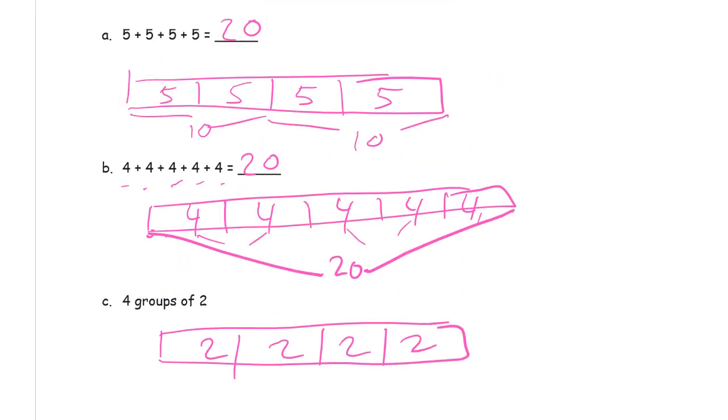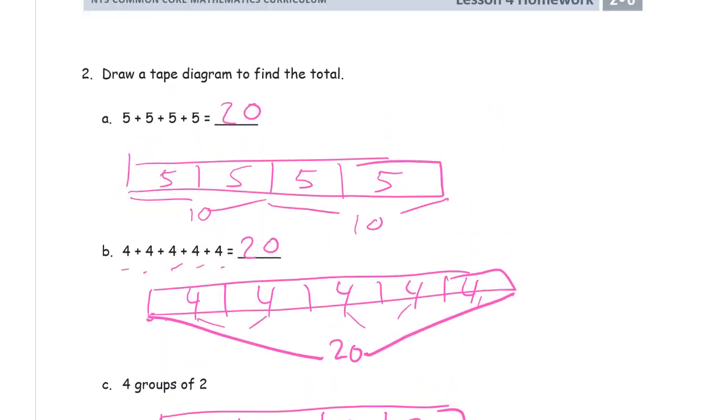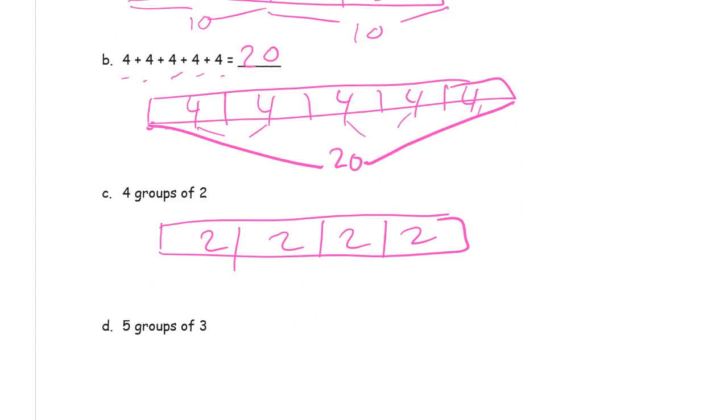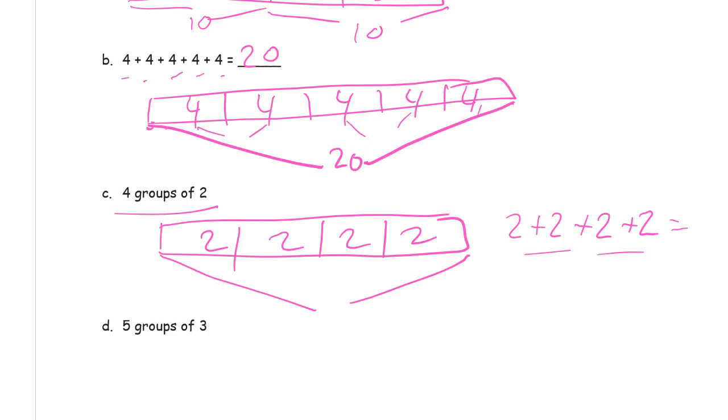But see, now we have four groups of two. We don't have the equation. It just says four groups of two. I'm going to write the equation. It doesn't say that I have to, but I'm going to. And that's the same as 2. That's a 4, and that's a 4, so that's the same as 8.